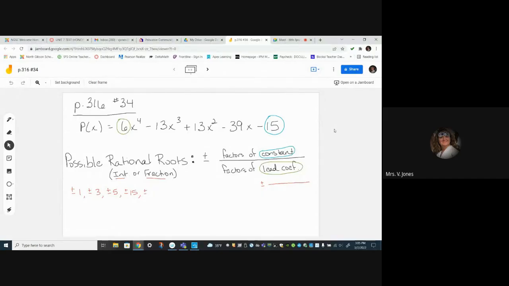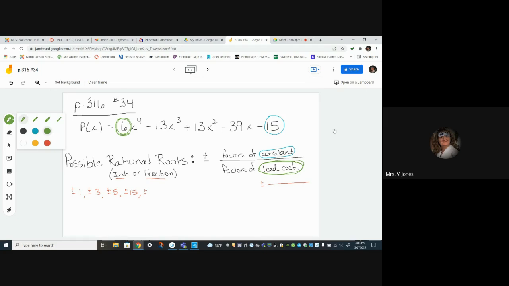All right, so page 316, number 34, we have an equation, a polynomial here. I've circled this first one. That is the leading coefficient. Its factors go down here. When you're trying to find all the possible rational roots, the factors of 6 will go on the bottom.